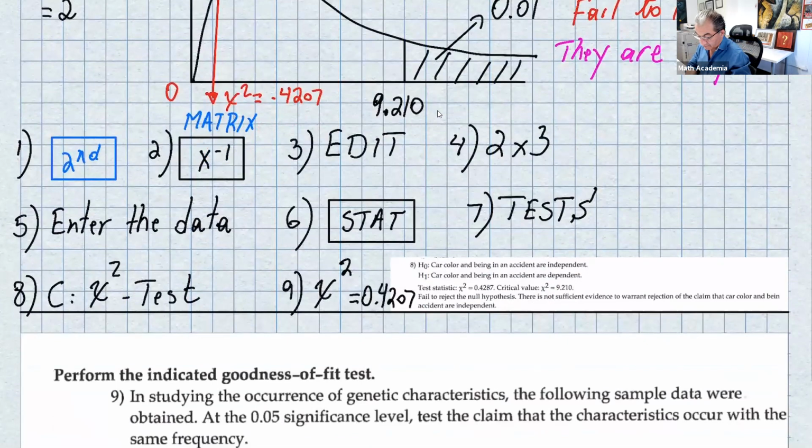So you can write that. The solution, we have it, let me read that for you. Failed to reject the null hypothesis. There's not sufficient evidence to warrant the rejection of the claim that the car color and being in an accident are independent, which is the same thing.